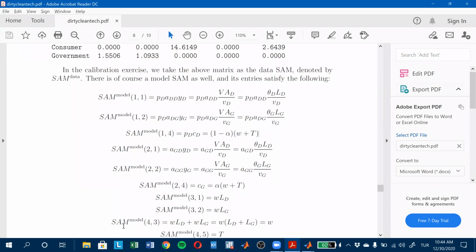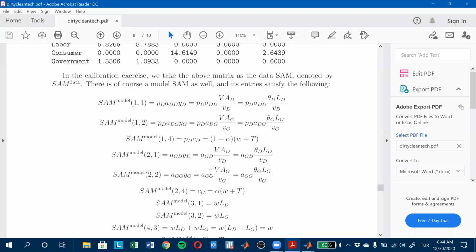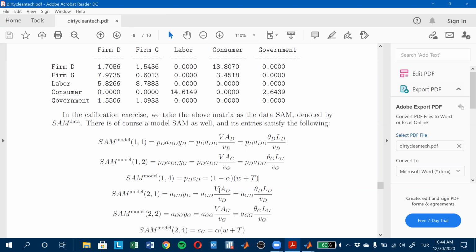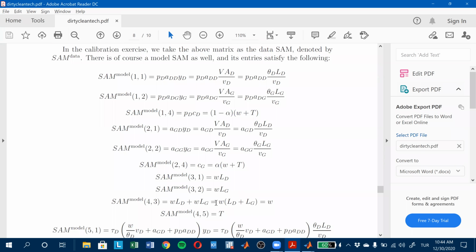For instance, SAM 4.3, fourth row, third column. What is that? Fourth row, third column is the consumer's labor income, right? It's spending for the labor account, and it is income for the consumer. So that income, of course, must be equal to W times LD plus LG, because this is total labor supply. In equilibrium, these are equal, right? So this is equal to 1. So that's equal to the wage, for instance, right? 4.5.